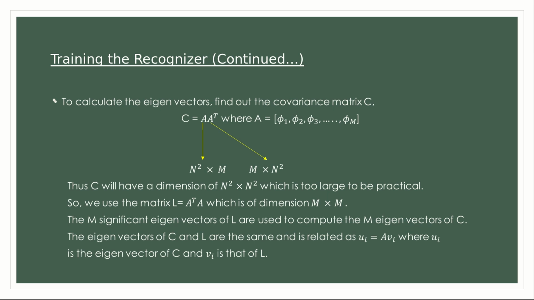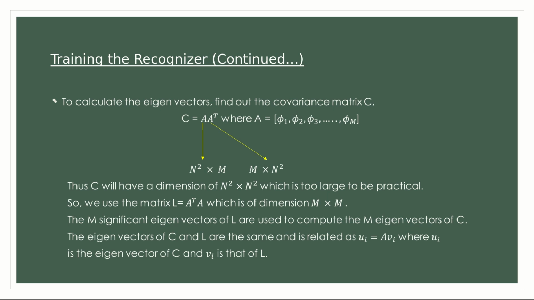So that is why we take another matrix L equals A transpose A, which is of dimension M by M, the M by M, right? So the dimension is reduced drastically. Finding eigenvectors from L is going to take less time, and we have seen from mathematical deductions that the eigenvectors of C and L are almost the same and are related by the given formula.